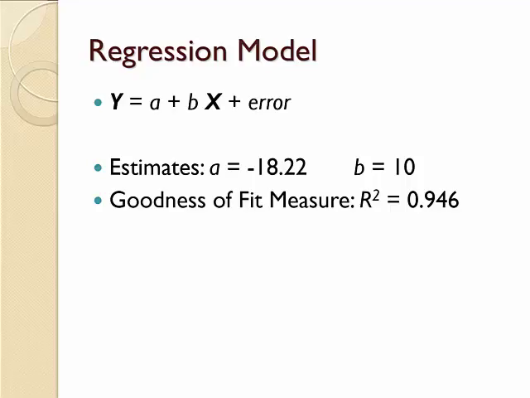So in this case, the R squared is actually 0.946. So almost 95% of the variance in the largest dollar item is actually explained by the frequency of purchases.